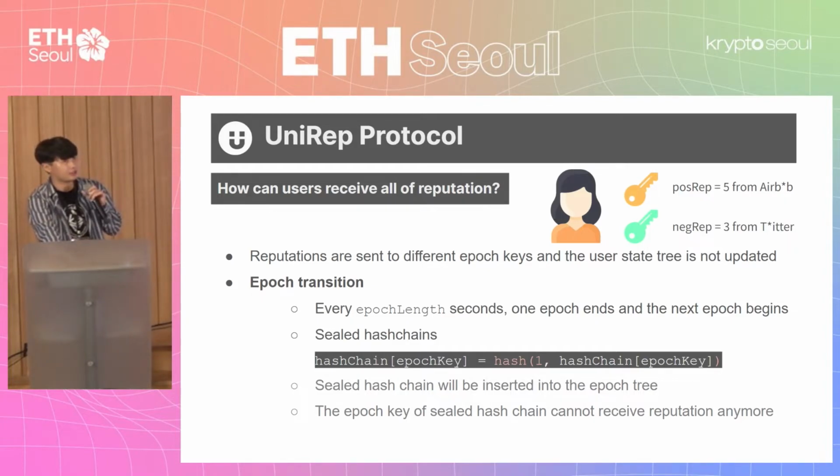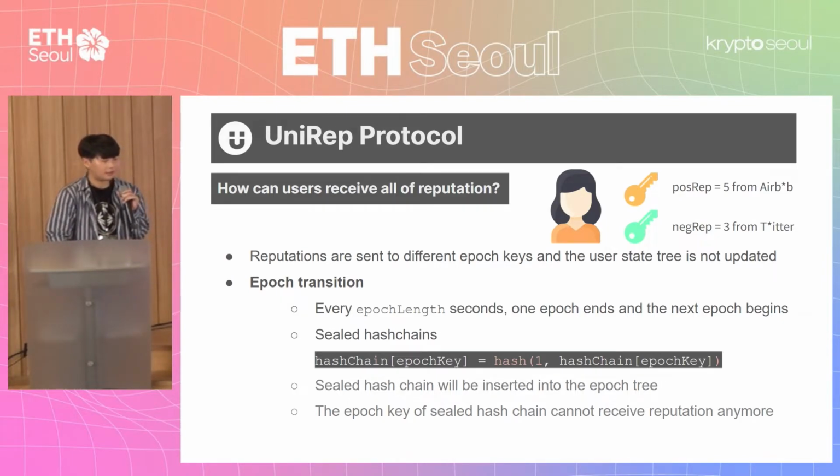So now, if Alice received 5 reputation from Airbnb and 3 negative reputation from Twitter, but Alice's user state tree hasn't been updated yet, in this protocol we use an epoch transition and user state transition to let Alice prove that she owns this epoch key and process and receive this reputation. In the epoch transition, the hash chain of the epoch key will be sealed to make sure the epoch key cannot receive reputation anymore.